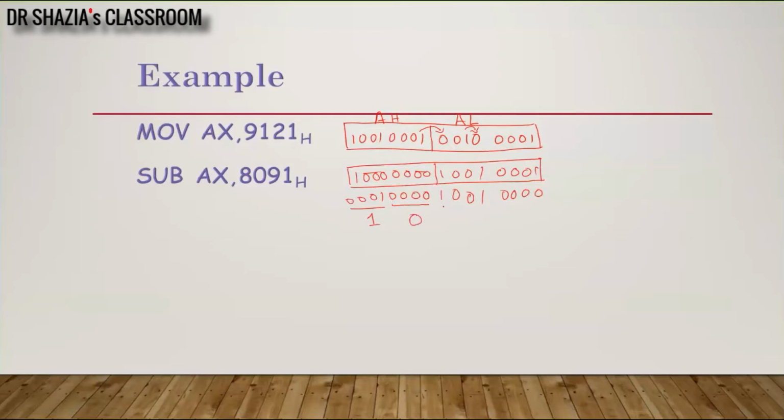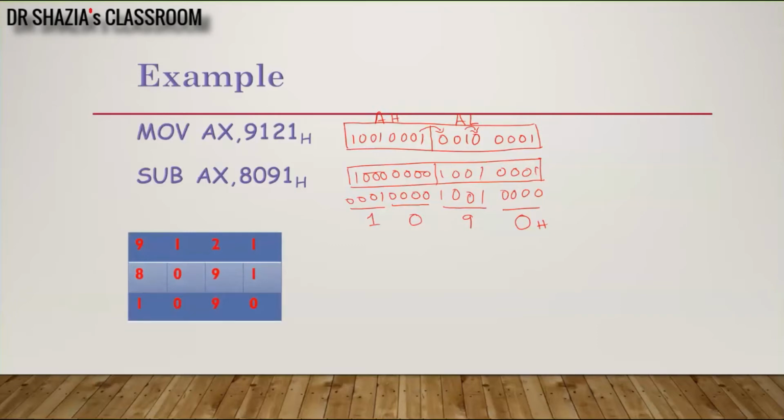1, 0, 9, 0 in hexadecimal. So after the instruction SUB AX, 8091, the result, which is 1090, will be stored in the AX register.